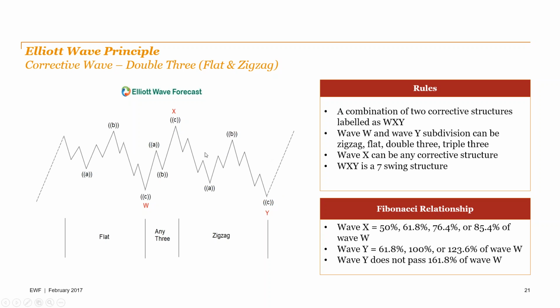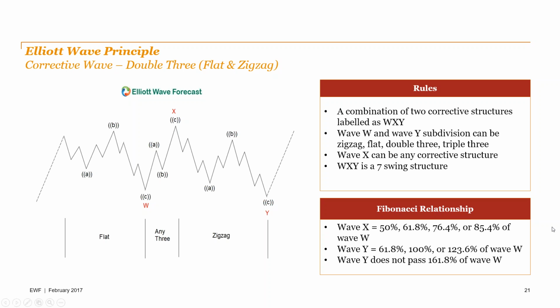So you have 2 corrective structures. You combine them together, right? In this case, you have a flat and you have a zigzag. You combine them together and you put a WXY as the connectors. You guys understand? Double 3. So it's a combination of 2 corrective structures, and we learned about corrective structures already. We learned about zigzag, flat, and so on, right?